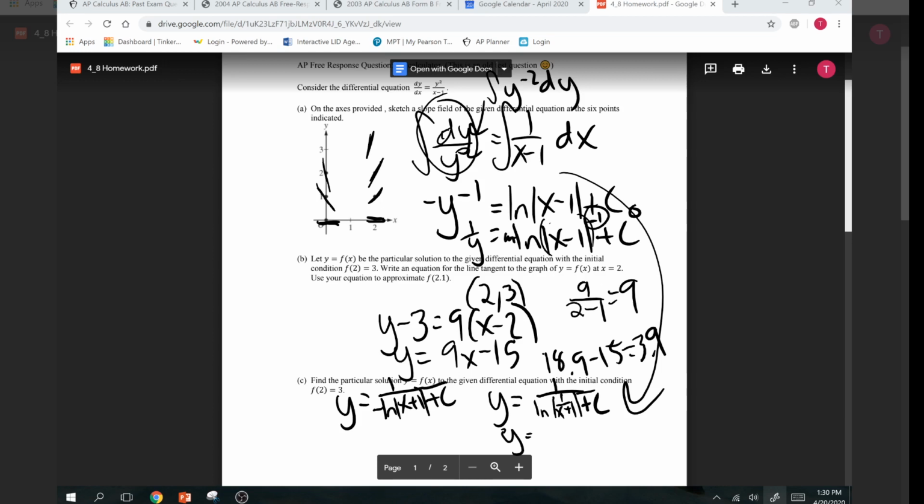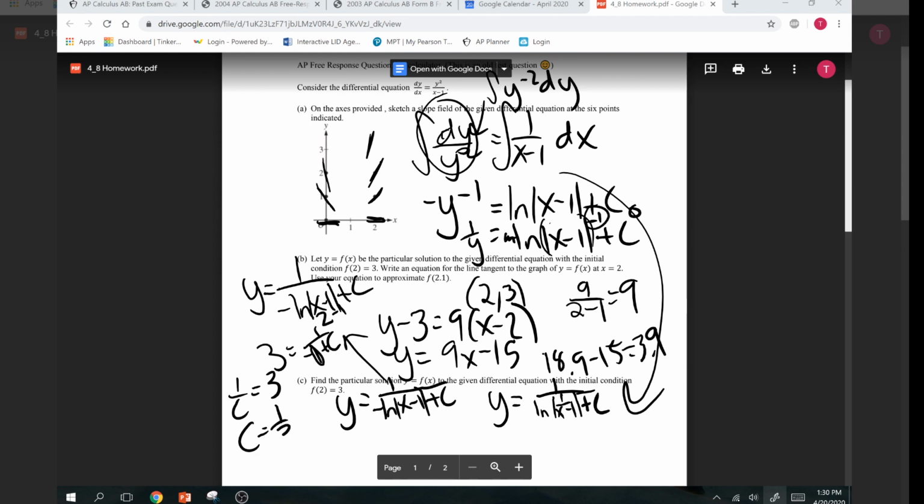So let's do this where I have a little more room. Y equals, I'll use this one, 1 over negative, did I switch my minus plus 1 to a, gosh darn it. That's a minus 1 in there. That makes plugging in 2 way nicer. Natural log of x minus 1 plus c. If I plug in 3 and 2, I get 1 over negative 0 plus c, because 2 minus 1 is 1, natural log of 1 is 0. And so all I get is 1 over c equals 3, so c is 1/3.